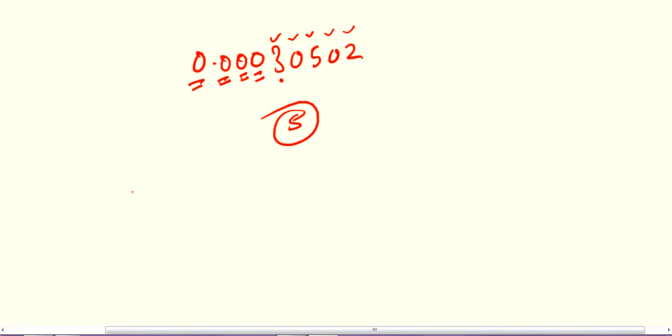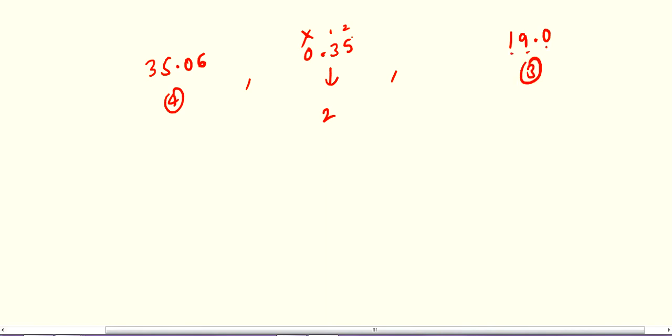Clear? So in question number 3, first 35.06, 4 digits are there. Then 0.35, starting by 0, so we'll not count this 0. 1 2, how many digits are there? 2 significant digits are there. Then third one is starting from 7, so you will count all the digits, 5 digits are there. Then fourth one is 19.0, 1 2 3 digits are there. Like this you have to solve.